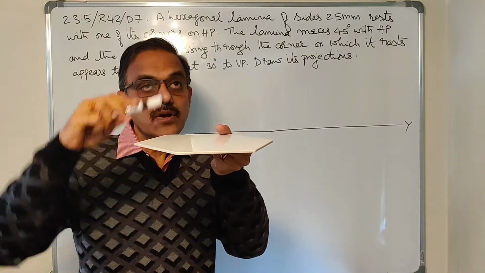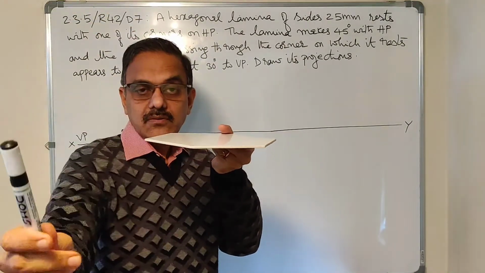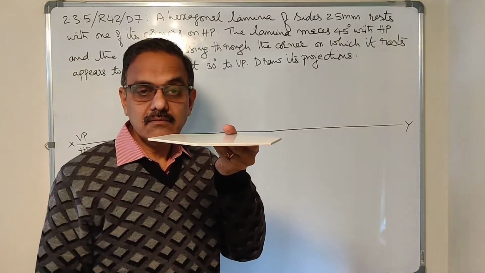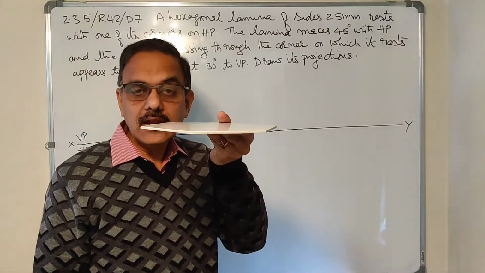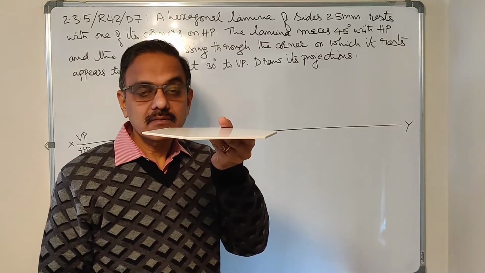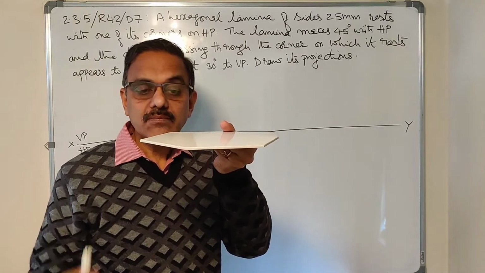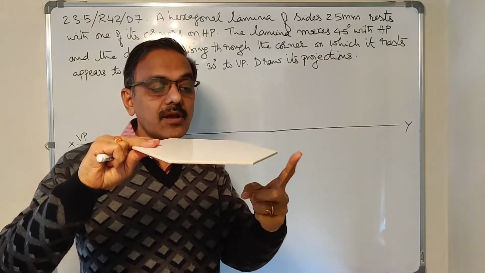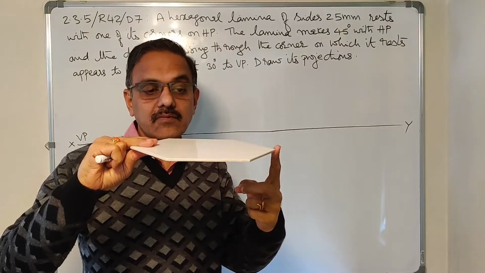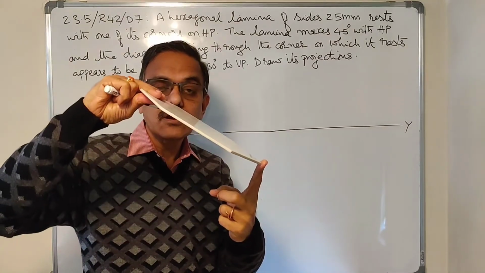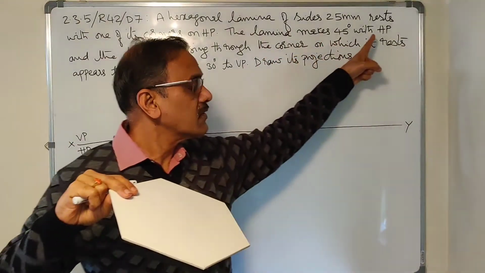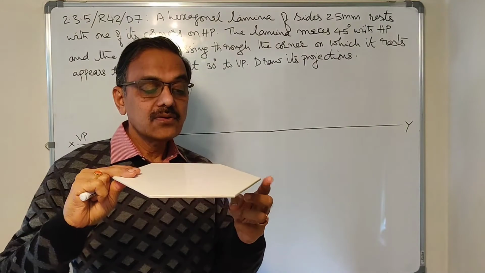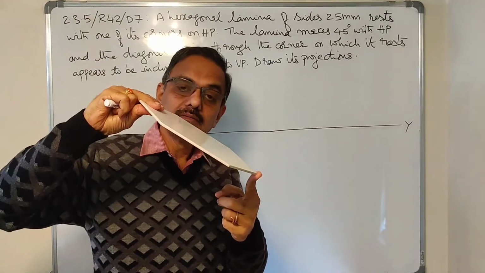So the first step, you get a hexagon in the top view. The front view is a line. And because you are keeping the surface on HP, the line appears to be on XY line. What do you do when you go to next step? You will rotate this lamina about this corner. You are rotating the lamina about this corner to an angle of 45 degrees to HP. The lamina makes 45 degrees with HP. So this will be rotated.